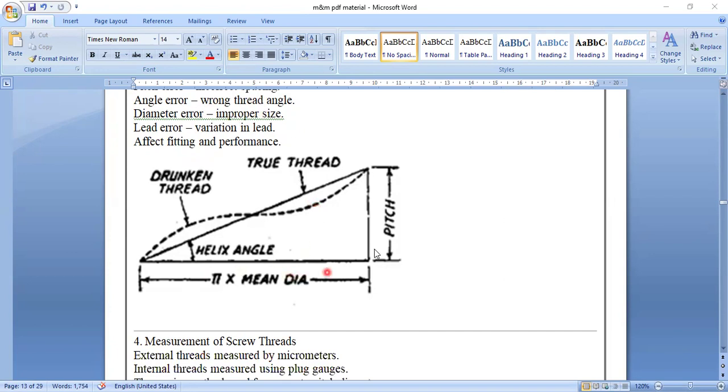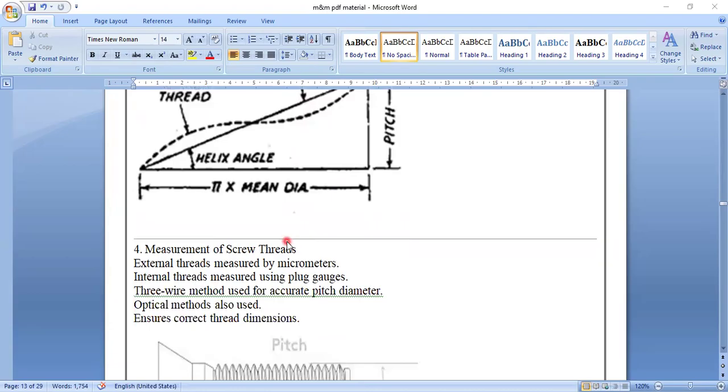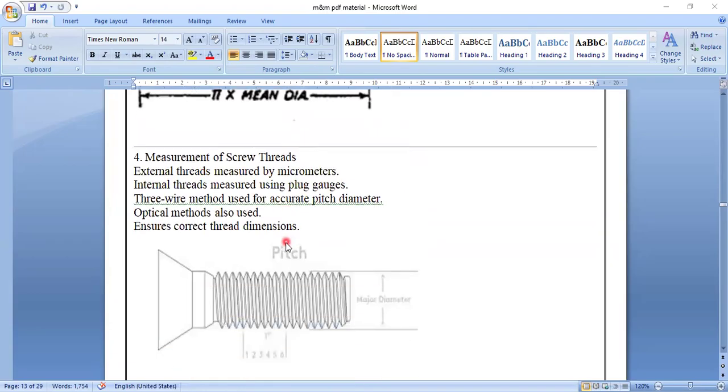Pitch is shown here on the y-axis. On the x-axis you take the length. The helix angle is here. This is a drunken thread. These are two threads: this is a true thread and this is a drunken thread. That is the minimum basics of that question.